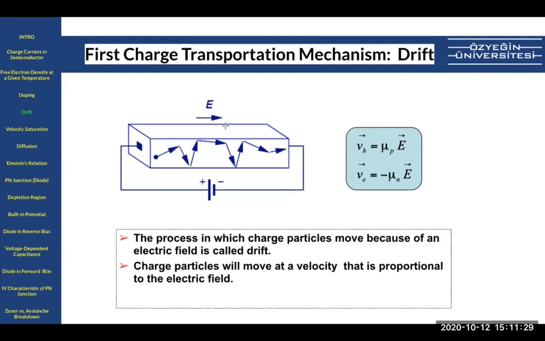And when there's an electric field, let's say these are electrons going this way, and holes going that way. Holes going that way and electrons going this way creates a current. But the speed of the holes and electrons are different, because electrons are much more mobile than holes, right?